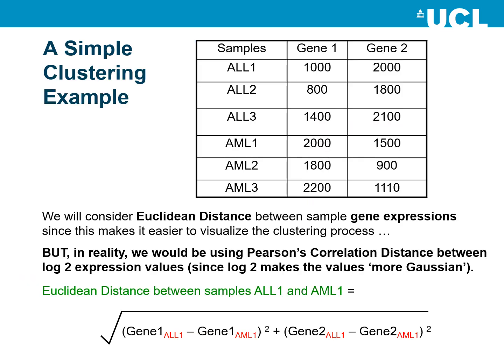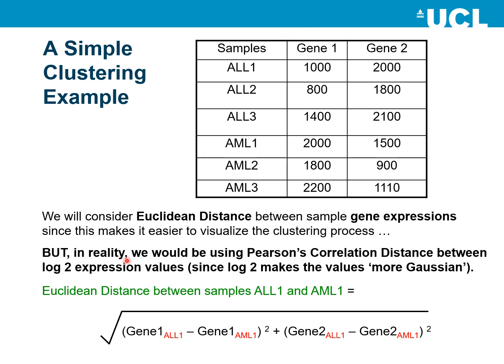So we'll do a simple clustering example just to show how hierarchical clustering works. There are some caveats here because what we're going to use is Euclidean distance so that we can see it graphically, and we're going to sample it between gene expressions. So we've got these large numbers for the gene expressions. This is really just to make the numbers easier to see.